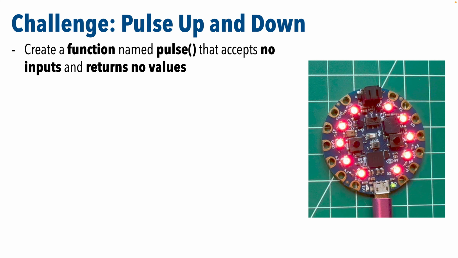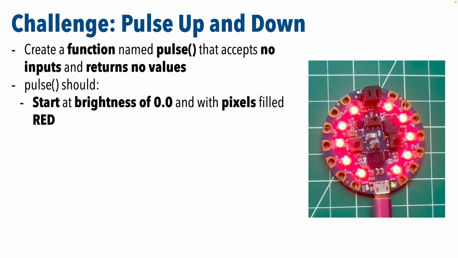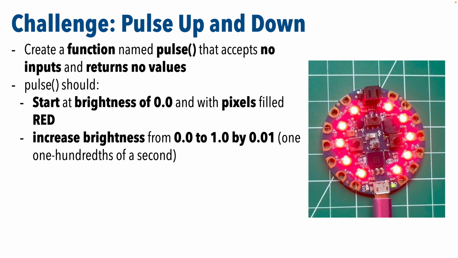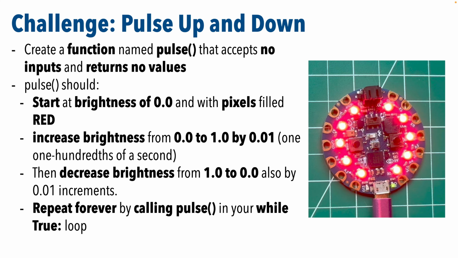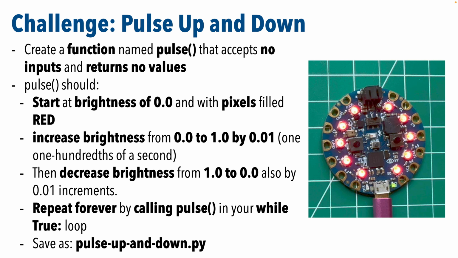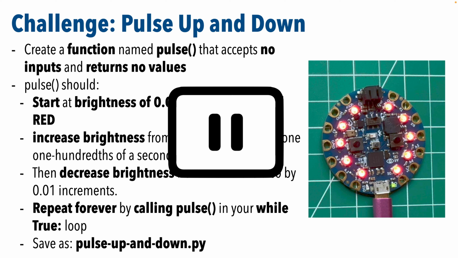Create a function called pulse that accepts no inputs and returns no values. Pulse should start at a brightness of 0.0 with pixels filled red, increase the brightness from 0.0 to 1.0 by 1/100ths, so that's 0.01. Then, once you're at full brightness, go down from 1.0 to 0.0, also in increments of 1/100th, and repeat over and over by calling pulse in your while True loop. Save as pulse-up-and-down.py. You should know how to do this. Pause. Give it a shot. And when you're done, let's compare answers.